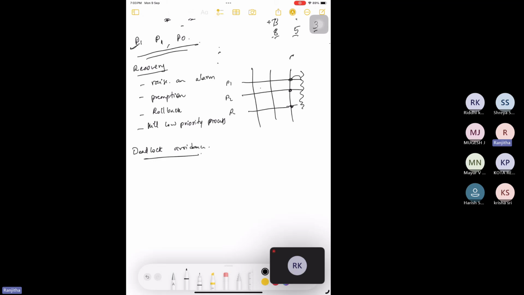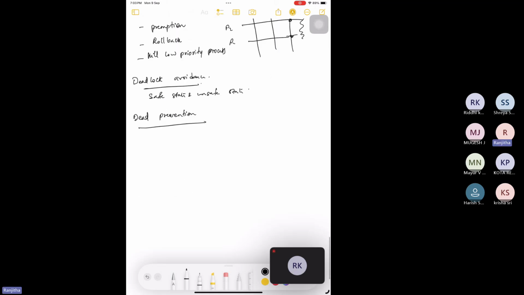Then deadlock prevention is another thing. Here we talked about safe and unsafe states. Deadlock prevention is basically making sure that we prevent deadlock using the four necessary conditions for deadlock. If we make sure that one of these scenarios does not happen, then we can prevent deadlock.